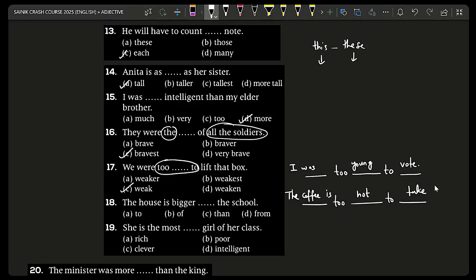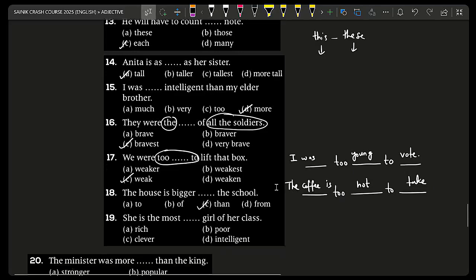The house is bigger dash the school. The house is bigger than the school. Whenever comparison is happening, we have to use "than". Okay, very good, Varshita. You can mute yourself. Next student who is ready to answer the next few questions? Samatvika, can you answer the 19th question?